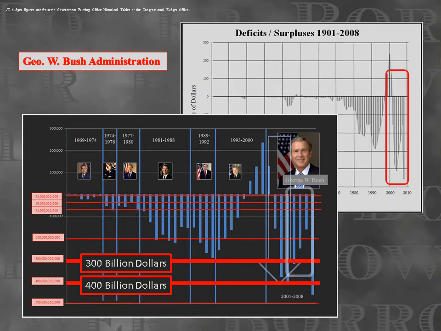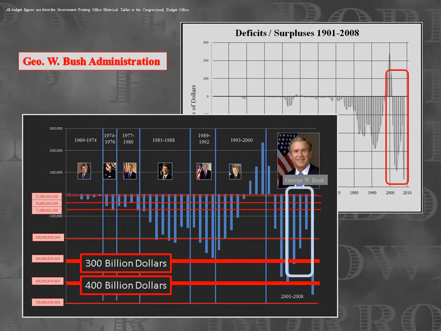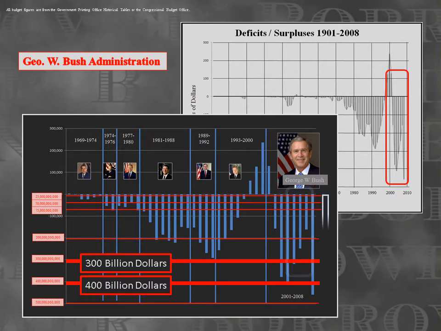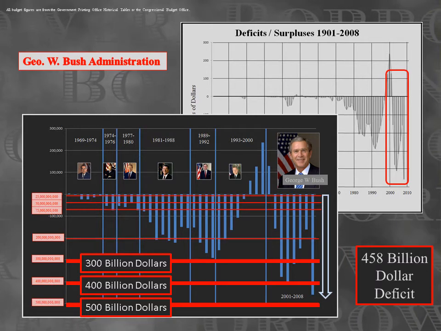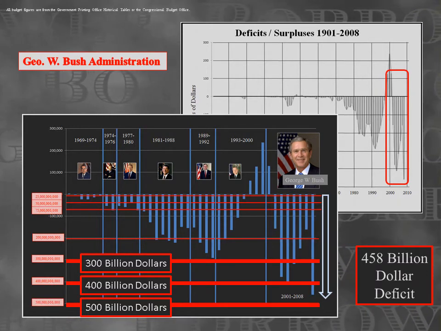After deficit reductions in 2005, 2006, and 2007, the deficit grew to the largest ever, $458.5 billion in 2008, as the economy headed into recession.